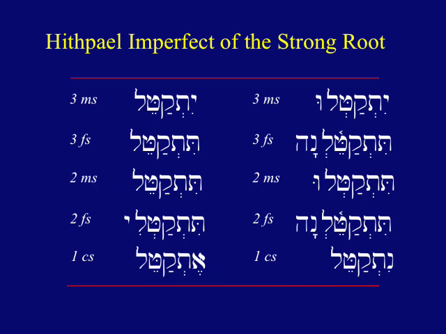Again, the it prefix coming after the preformative, just as in the perfect, it's a hit prefix. In the participle, it's a mit prefix. And in the imperfect, yit, tit, et, whatever the preformative is, right? Nit for the first common singular. Very straightforward.